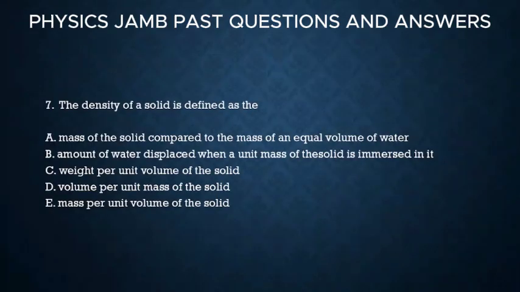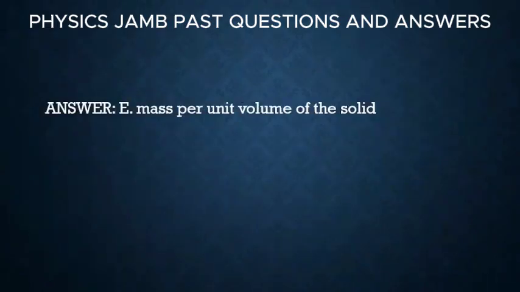Question number 7. The density of a solid is defined as the dash. A. Mass of the solid compared to the mass of an equal volume of water. B. Amount of water displaced when a unit mass of the solid is immersed in it. C. Weight per unit volume of the solid. D. Volume per unit mass of the solid. E. Mass per unit volume of the solid. So the answer is E. That's mass per unit volume of the solid.